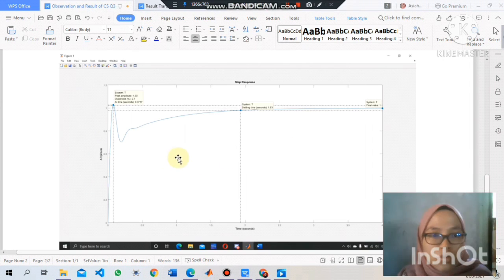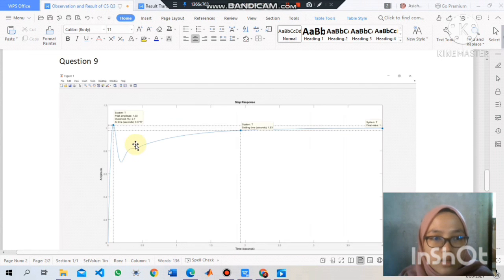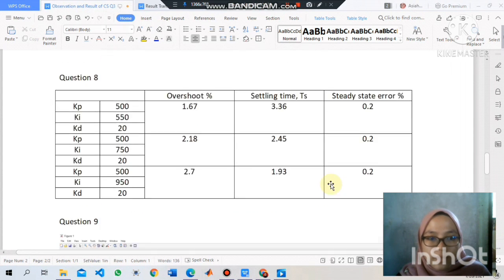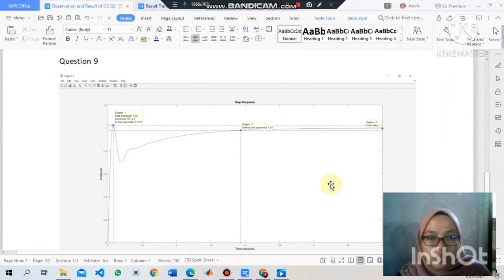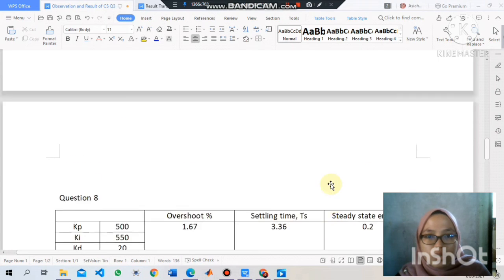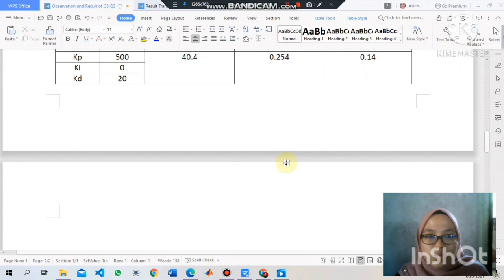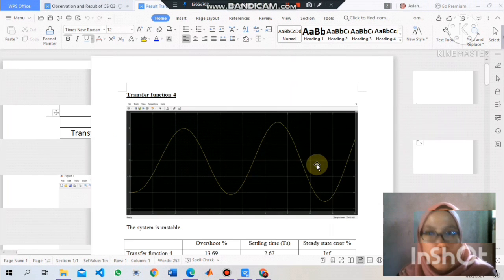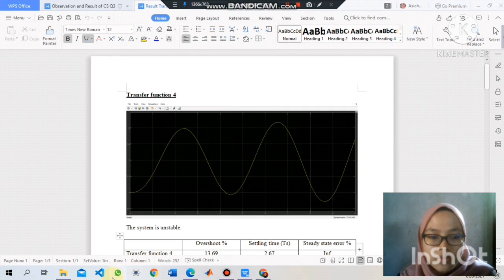Let's take a closer look at the graph that we have implemented using the PID controller. We can see that the overshoot is only 2.7, the settling time is 1.93, and the steady state error we can calculate using the formula 1 over 1 plus Kp. So after we have implemented the PID controller in the command window, we are done with transfer function number 3, and move on to the last transfer function, which is transfer function number 4.